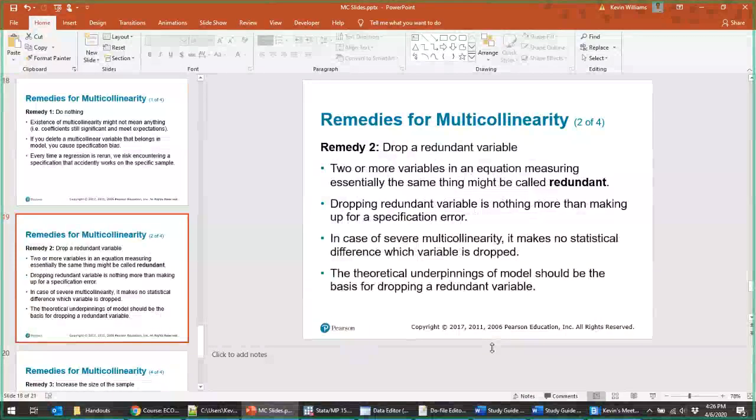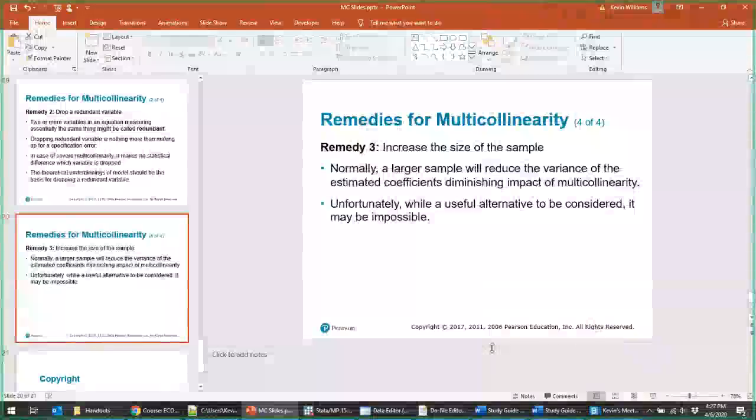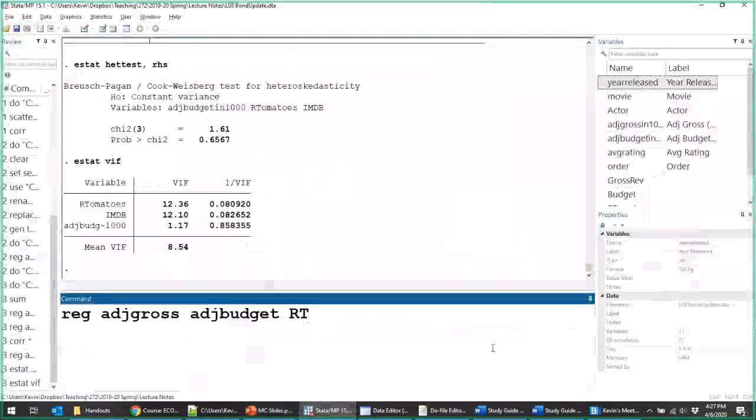Drop a redundant variable. This is what we're going to try. We're going to look at the model without each of these 2 variables and see how things change. Or increase the size of the sample. Not an option in this case. I guess I've been lazy, I haven't downloaded the data for Spectre, the movie since Skyfall. I could increase the sample size by 1, but we can't make a real meaningful change to the sample size here.